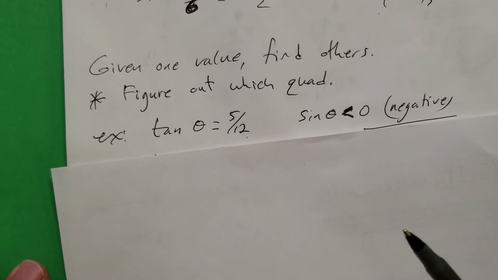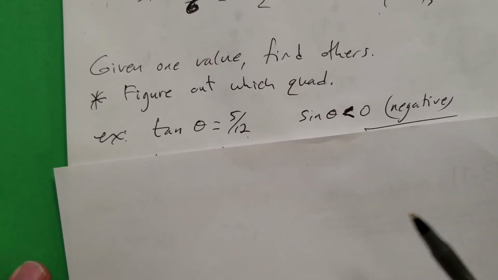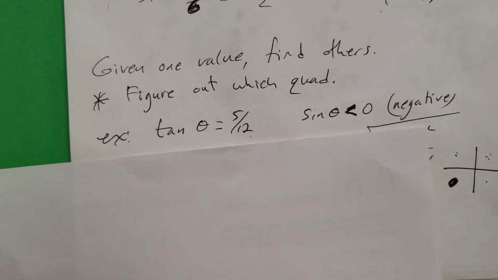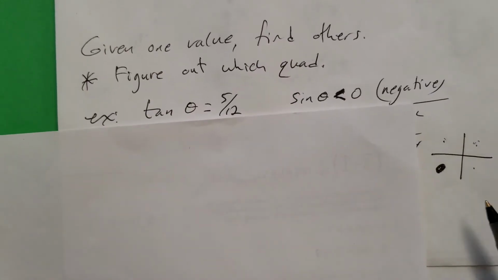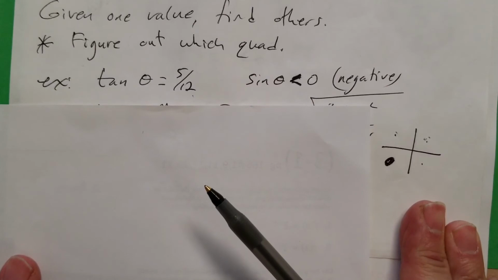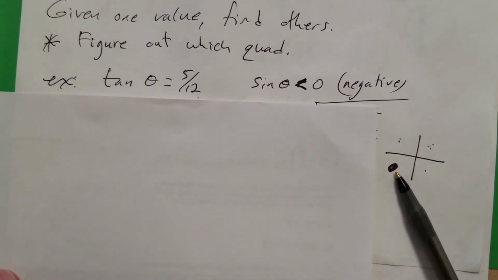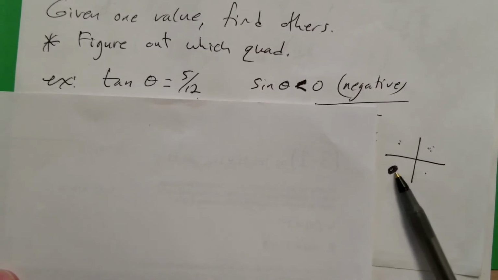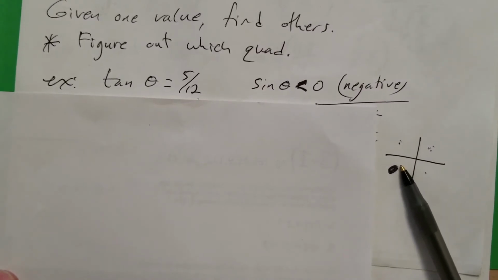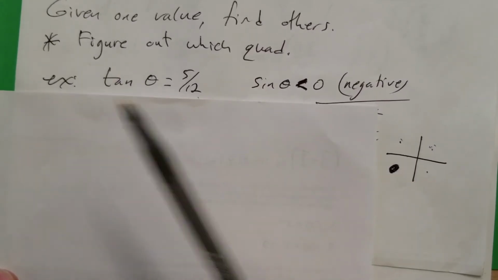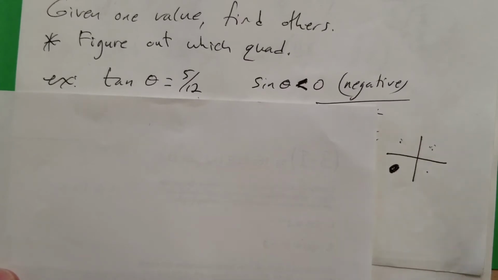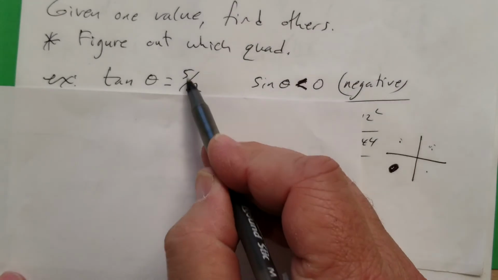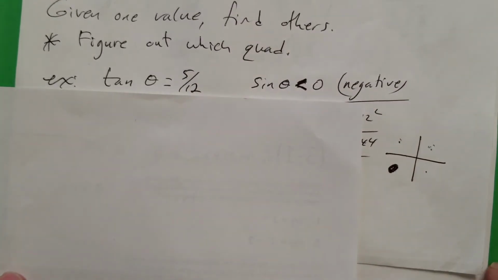All students take. T is positive. So it must be the third quadrant. Where am I? Here. You must be here, because here, tangent is positive and sine is negative. So you must be here. This is the angle. Now, tangent is opposite over adjacent. So that would be your y over x.